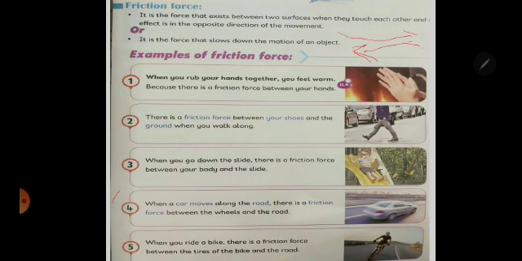Number 3, when you go down the slide, there is a friction force between your body and the slide.